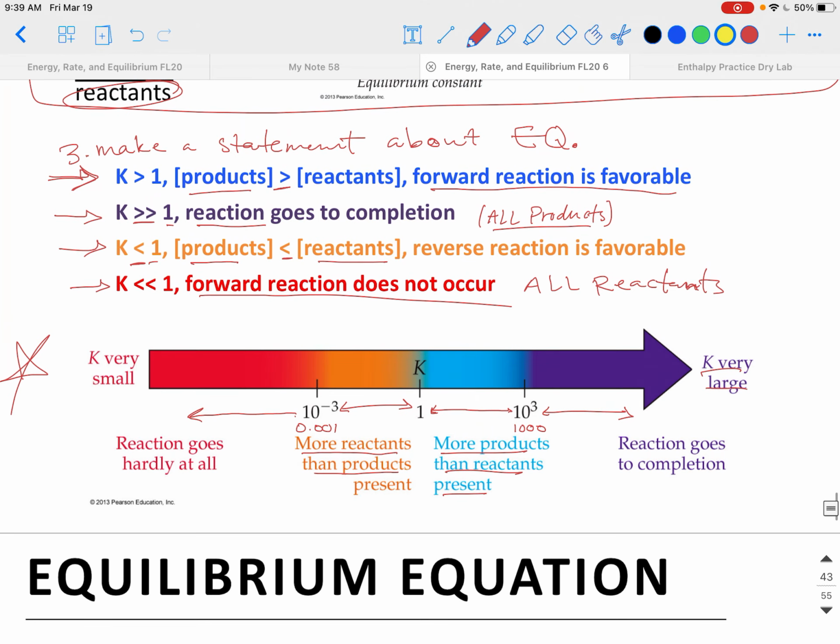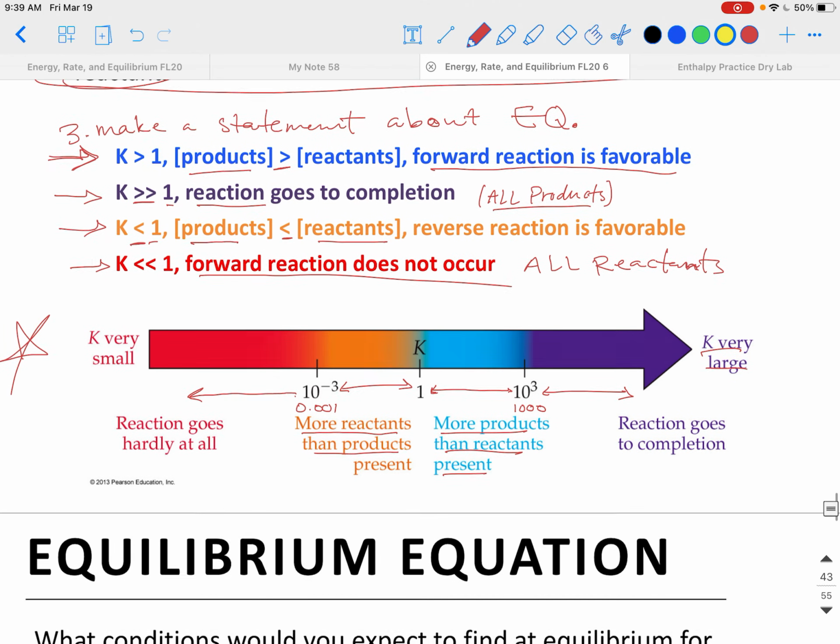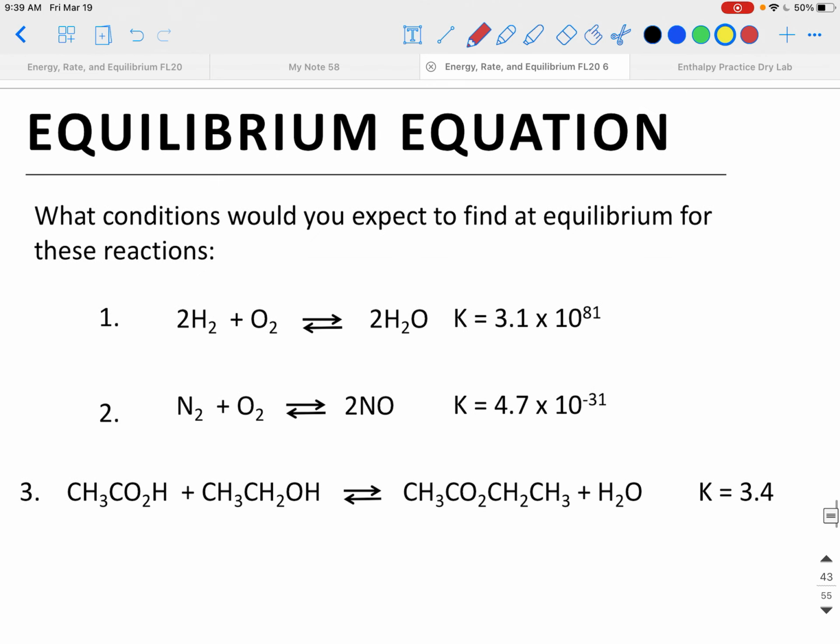Again, if I'm going too fast, pause the video, rewind it, rewatch. I'm going to move on. Let's put this into practice. So here's the question. What conditions would you expect to find at equilibrium for these reactions?